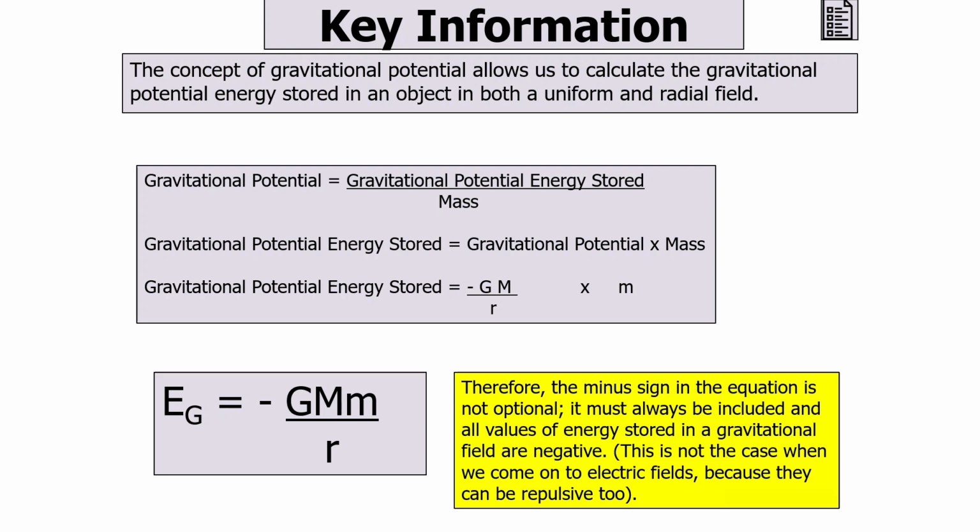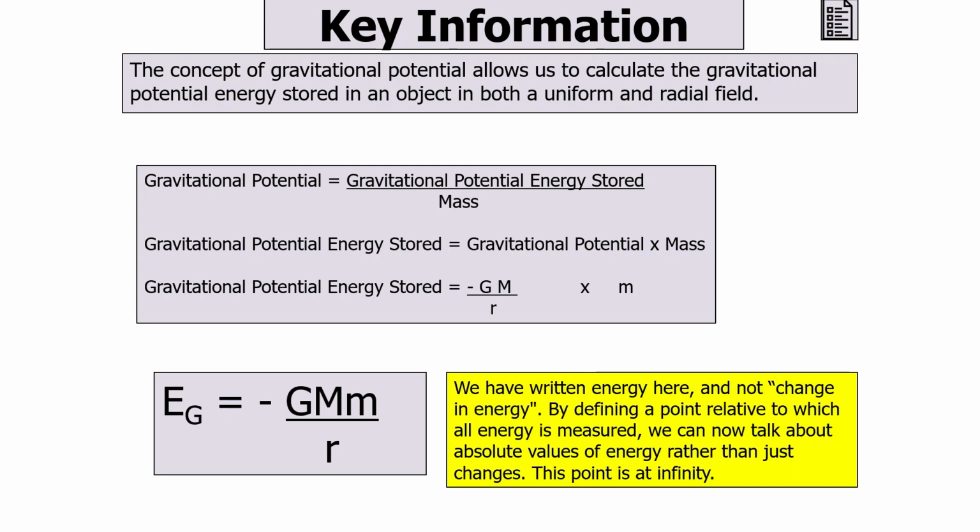This is not the case when we come to electrical fields, because they can be repulsive as well as attractive. Now, in our equation, we've written energy here, but not change in energy. By defining a point relative to which all energy is measured, we can now talk about absolute values of energy rather than changes in energy, and this point, which we define, is at infinity.